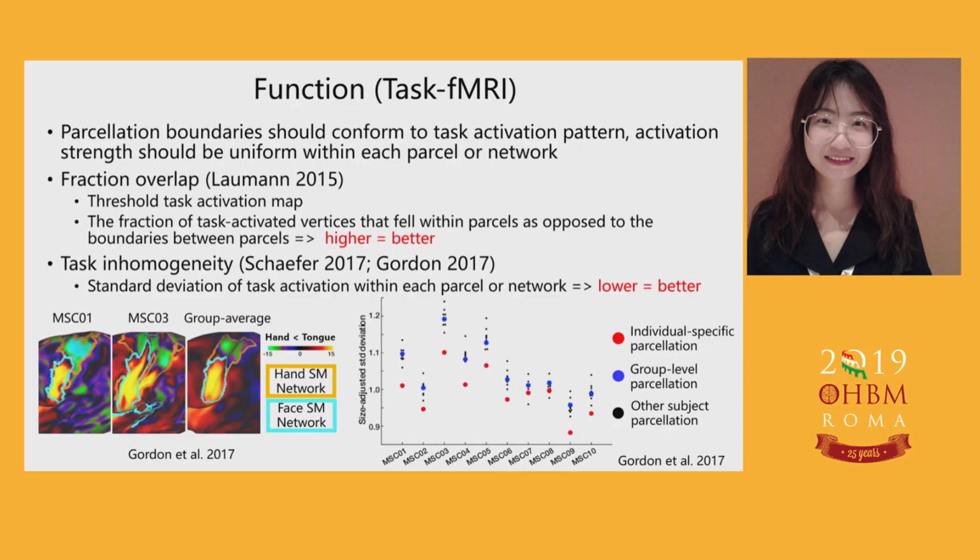This plot shows the task inhomogeneity of individual specific network level parcellations from the 10 MSC subjects. The red dots represent the inhomogeneity of individual specific parcellation. The blue dots represent the inhomogeneity of the group level parcellation, and the black dots represent the inhomogeneity of other subject parcellation. So we can see that the individual specific parcellation has the lowest task inhomogeneity, which means that the individual specific parcellation has the best parcellation quality.